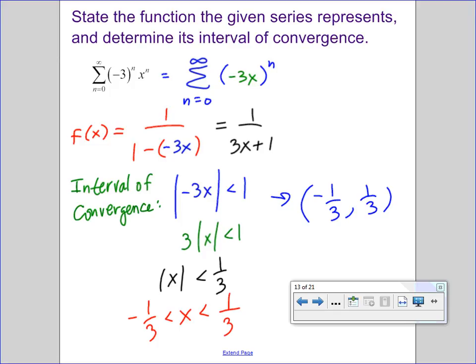So if I were to expand this, what would the first several terms of this power series be given by? Sophia? 1. Negative 3x. 9x squared. Negative 27x cubed. Good. Plus 81x to the fourth. Did we do it? All right, let's go ahead and see how we did that.